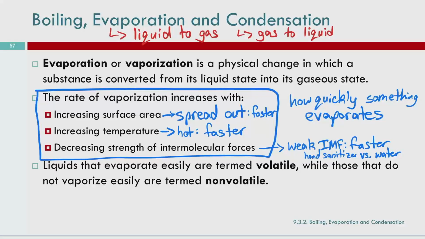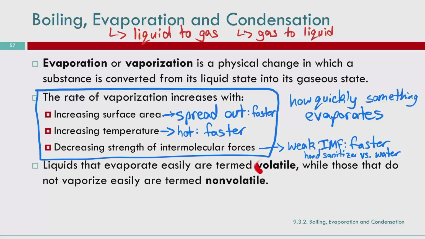If you wash your hands and you have water on your hands, and you just wait for them to air dry, and then you leave, and it's 15 minutes later and your hands are still wet. Versus you get hand sanitizer on your hands, you rub it all over your hands. You're doing a couple of things there. You're increasing the surface area, so you're spreading the hand sanitizer over your hands. It's also got decreased strength of intermolecular forces because it's alcohols, it's not water. And so the hand sanitizer is going to evaporate. It's going to dry out a lot more quickly.